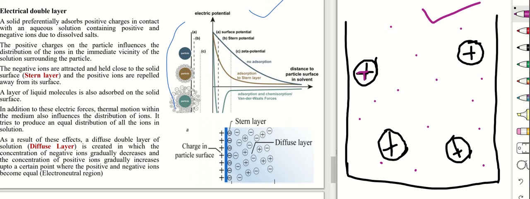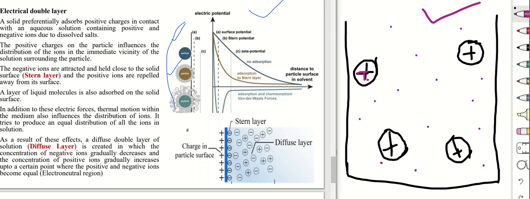Now from this graph you are able to see the particle, the particle having positive charge, right? Here we have taken the same example, the positively charged one. Now we are going to discuss the distribution of charges in the suspension, and at the same time, in parallel, discuss this graph.